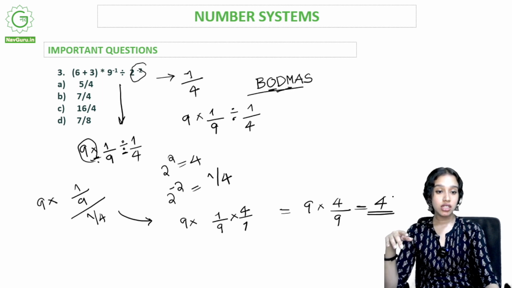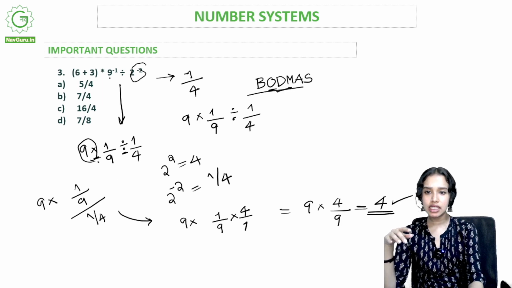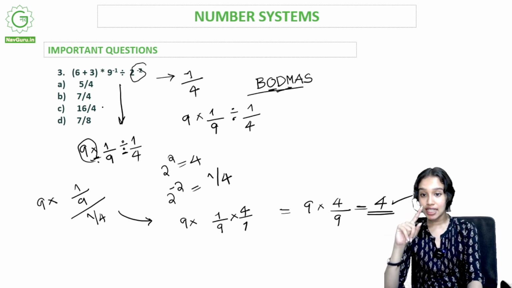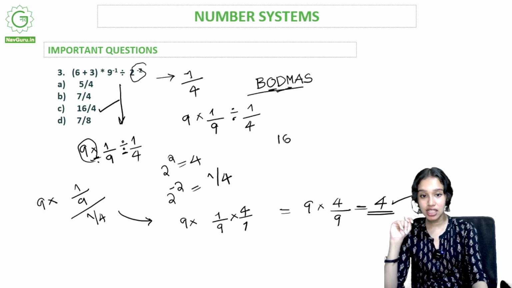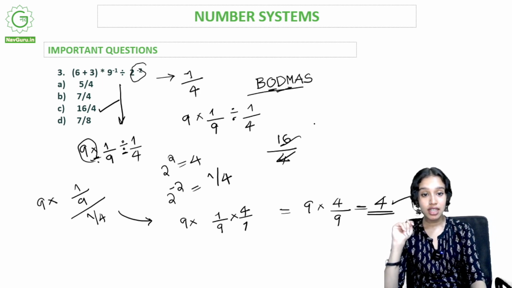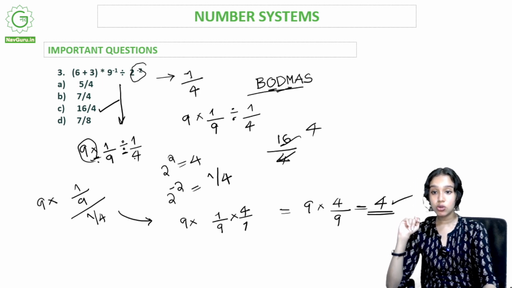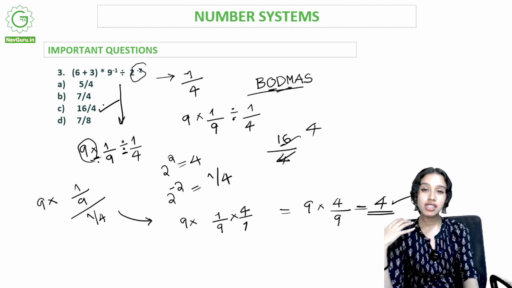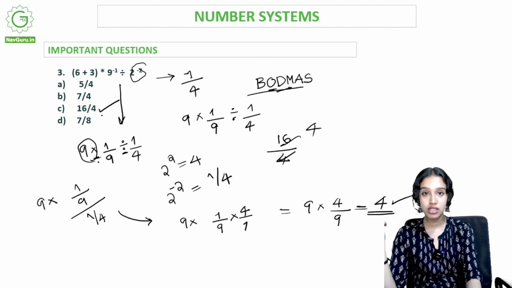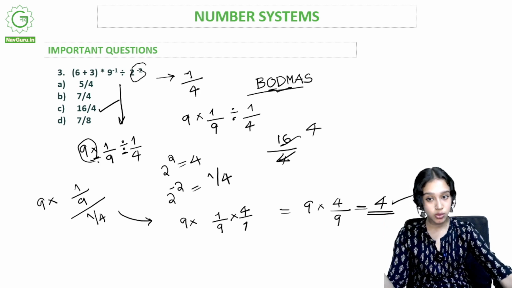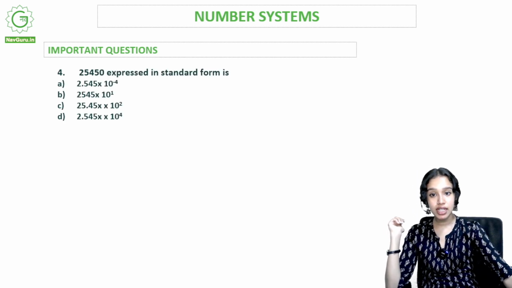Now we got the answer as 4, but is there 4 in the options? Yes, it is. Here an option is given as 16 divided by 4. What is 16 divided by 4? This is 4. So the options are made in a way that it's a little bit tricky to understand whether there is 4, because 4 is a whole number and it's given in fractions. So we should keep in mind that the answer could also be given in this way. So let's move on to the next question.